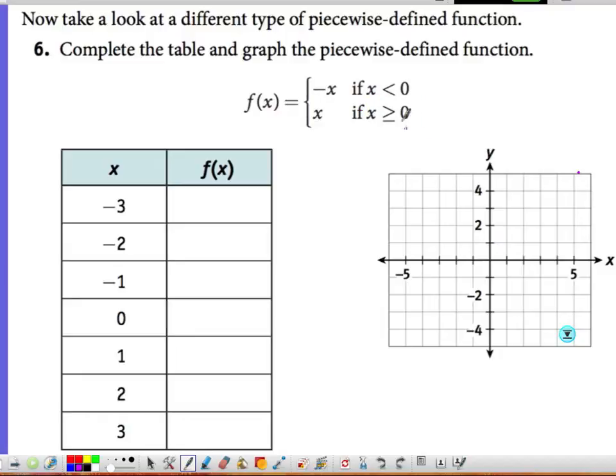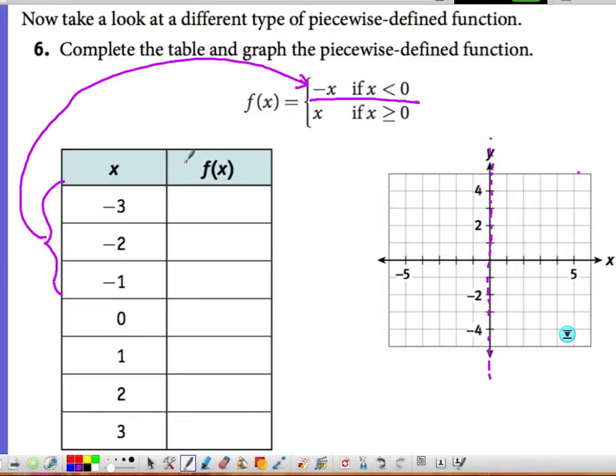Now if you can see, let's go ahead and draw our wall first. So here's our wall, right? It's acting as the y-axis. And let's take a look at the first function rule and the domain restriction. -x if x is less than 0. Okay, so for all my values that are less than 0, basically these values right here, I'm going to take those inputs and plug it into the first function rule.